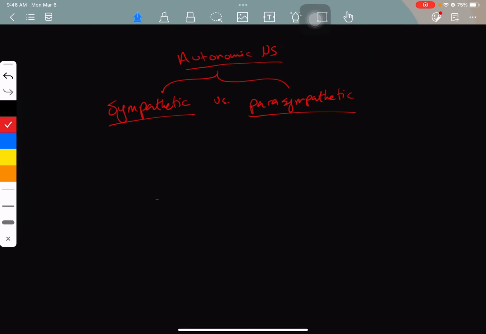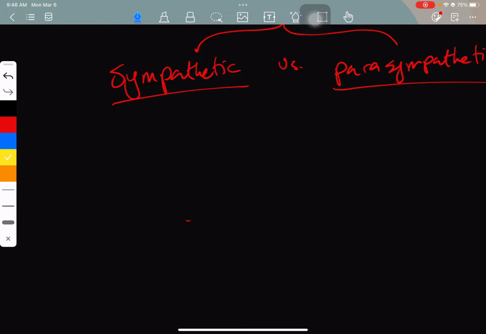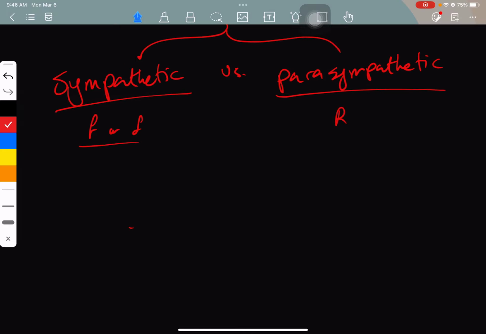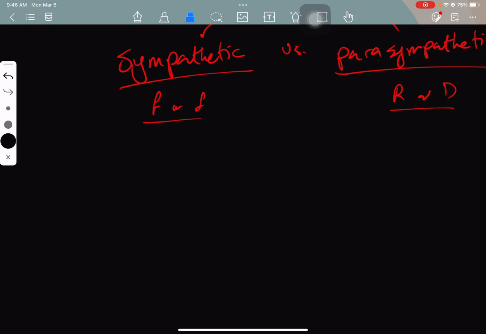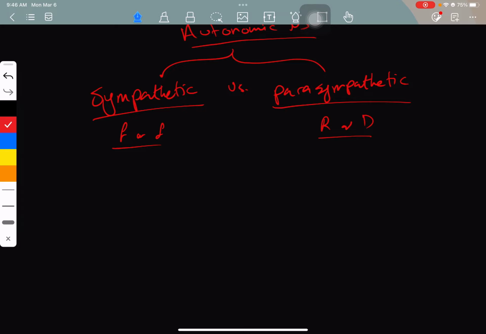Hello everyone. So today we're going to talk about the sympathetic versus the parasympathetic in terms of the anatomy. All right, so I'll start with the sympathetic. Sympathetic is the fight or flight. Right, so we know that fight or flight, and the parasympathetic is rest and digest. Okay, so in terms of anatomy, how do these systems work?